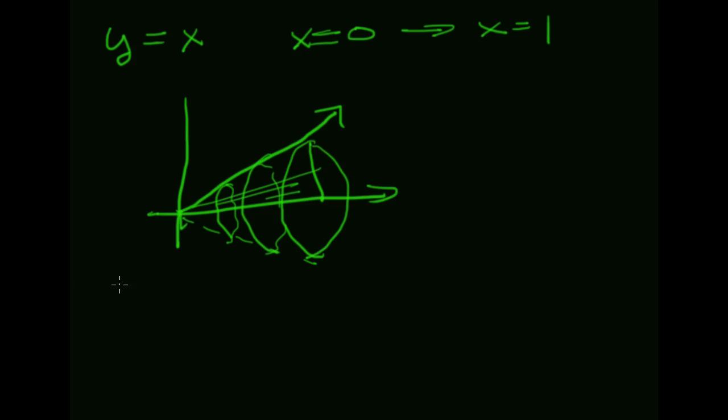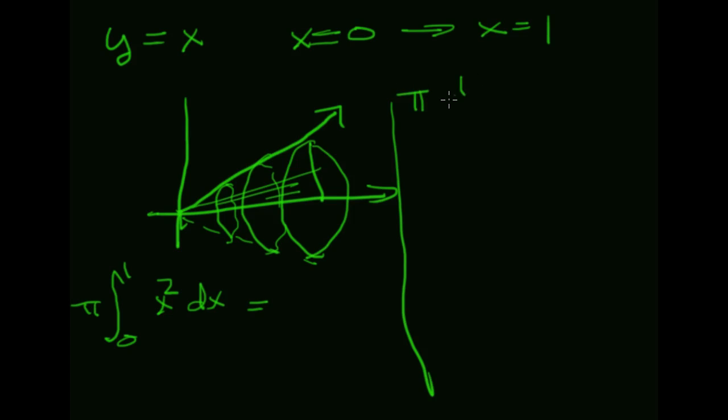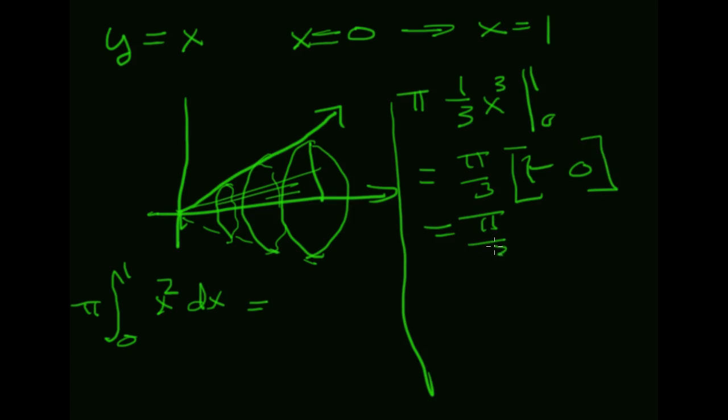Okay, so according to this, this would be pi times the integral from 0 to 1 of f of x, which is x, dx, but it has to be x squared, right? Because it's pi r squared. Okay, so let's get some space up here to work. That's pi times 1/3 x cubed from 0 to 1, which should be pi over 3 times 1 minus 0, which just makes this pi over 3.